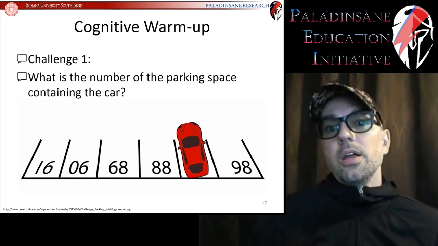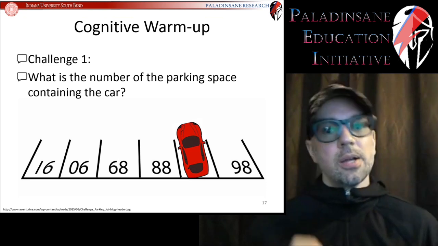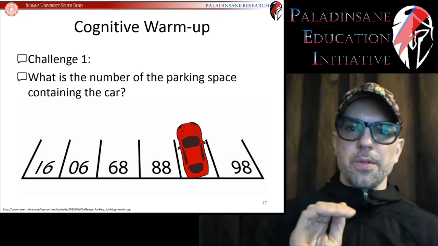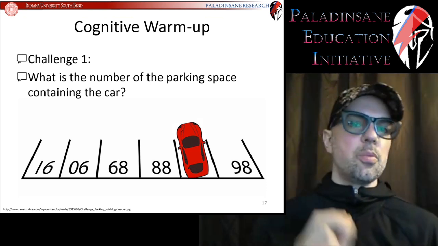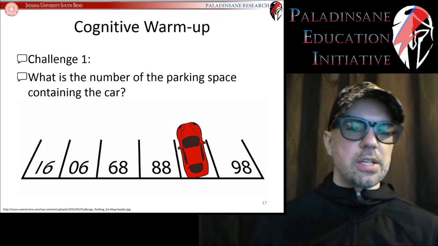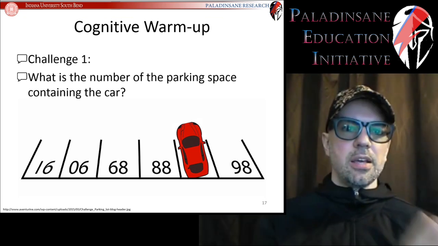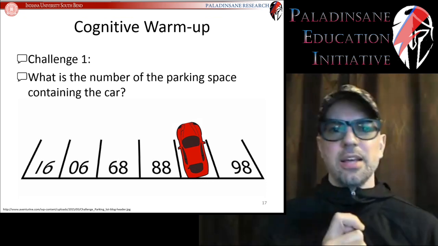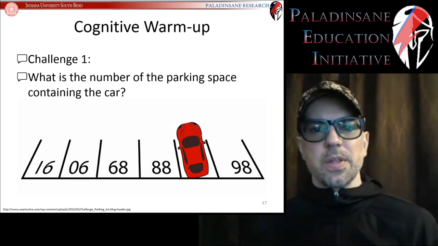All right, so you're back. Did you get the solution? If you represented the problem with this orientation, you probably really struggled with the solution. If you represented the problem in this orientation, starting from the left, you have a 16, a 06, a 68, an 88, and then you end with a 98.